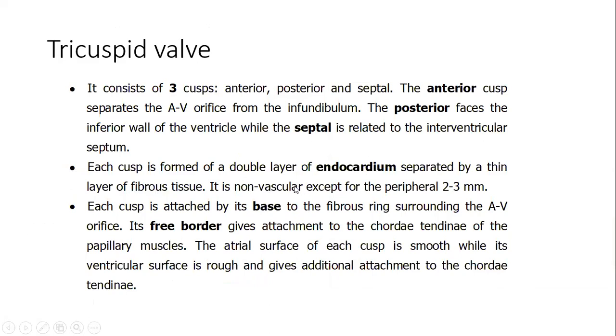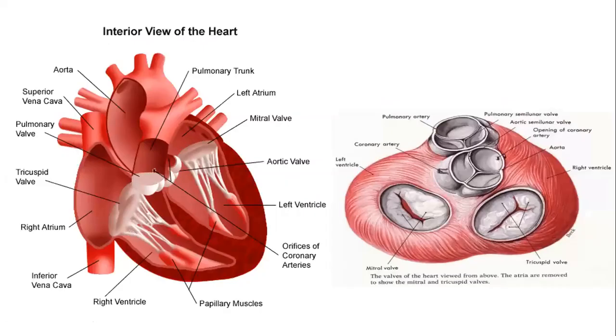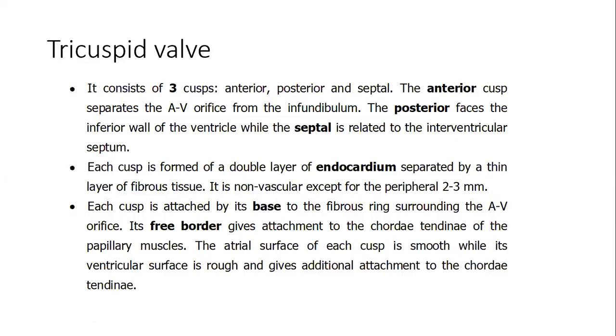So it is completely non-vascular, meaning it is not supplied by any blood vessels, except the peripheral two-thirds of a millimeter of the 2 to 3 millimeters, at the periphery. Periphery means this part. Okay, because they directly get the blood supply from the blood flowing through the atrium and the ventricle itself. And usually they are fibrous, so they need a lesser amount of blood.